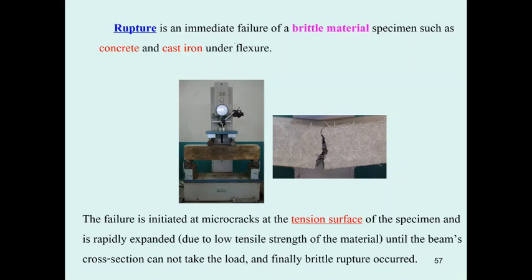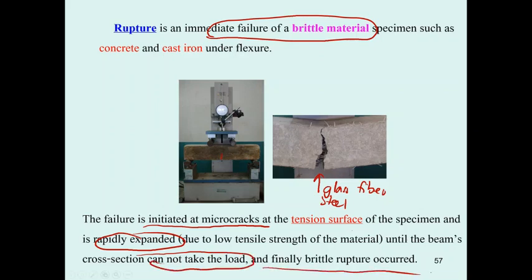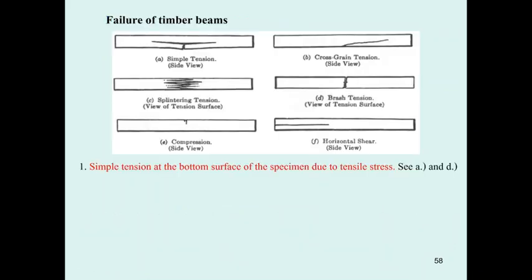For the rupture, it is the failure of the brittle materials, such as when you put the concrete into fracture, concrete will crack easily. There is research where we put glass fiber or steel fiber into the concrete, so that will improve the tensile strength of the concrete. Okay, the failure of the concrete or the brittle material initiates at the micro crack in the tension surface, and the crack expands rapidly due to the tensile stress until the beam cross section cannot take the load, and the failure occurs immediately.